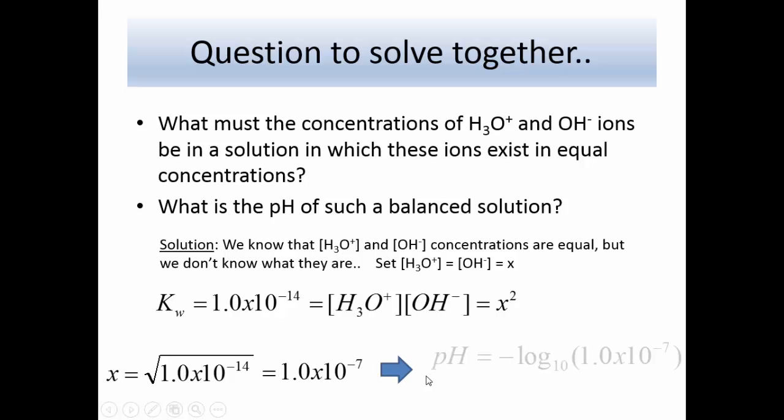But what's the pH? The pH is the negative log base 10 of the concentration we just found, so pH is the negative log of 1 times 10 to the negative 7. The log of 1 times 10 to the negative 7 is negative 7, and if you take the negative of that, it's positive 7. In a solution in which the concentrations of hydronium and hydroxide ions are equal, those concentrations will each be 1 times 10 to the negative 7, and the pH will be 7. So that's your classical balanced or neutral solution.